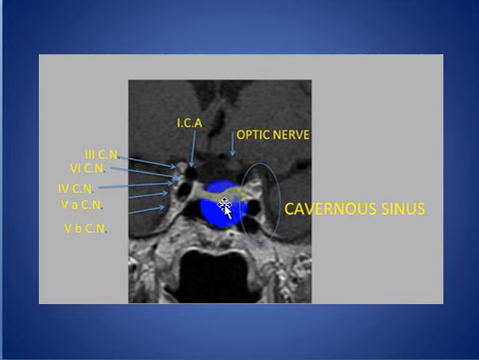Here we see the MRI, and we see the internal carotid artery, and this is the oculomotor nerve, trochlear nerve here, and the trigeminal nerve, ophthalmic and maxillary divisions. And this small dot here is the abducent nerve. And as we said, this is the cavernous sinus, and the enhancing structure is the pituitary gland.